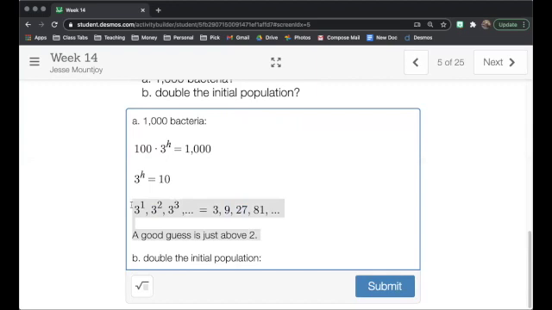There's a problem here. We really want to know the exact time, but we couldn't. We just got to guess around 2. All right, so that's all we can do. What about if it was going to double the population?